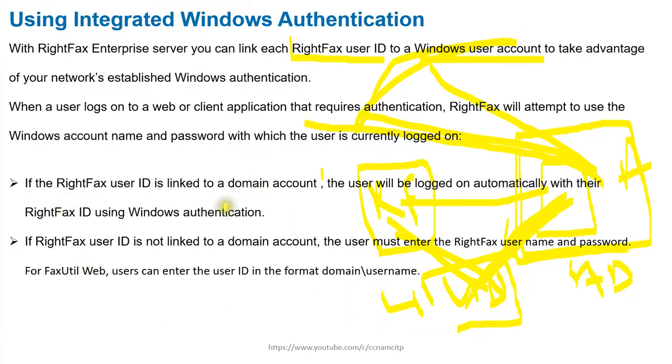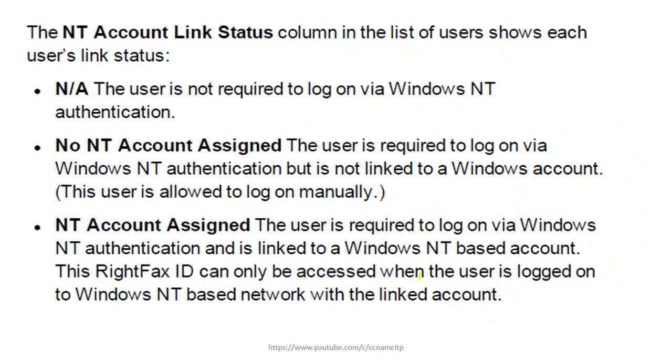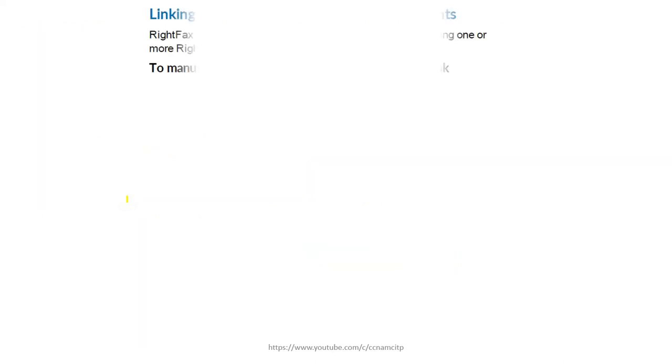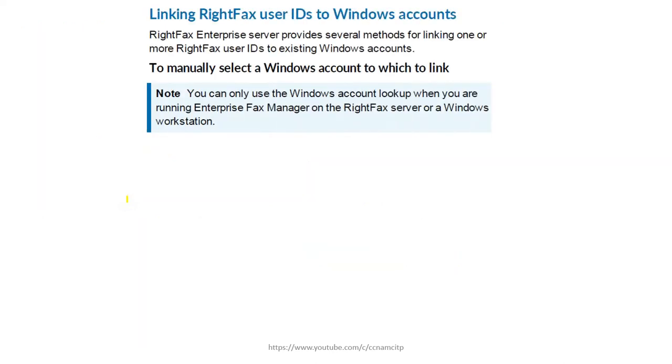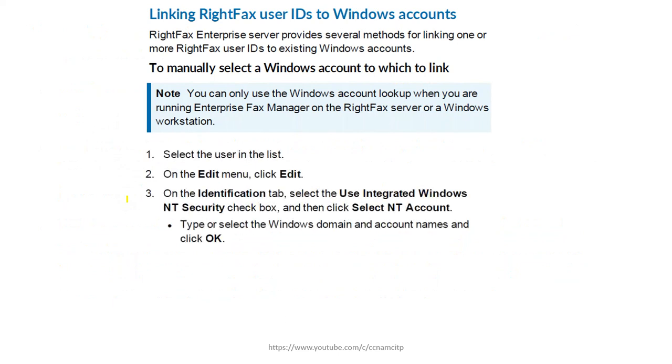Okay, you can see here it will show you the domain name and username. Now the NT account link status column in the list shows linked. Okay, same thing is mentioned here. Now, linking a RightFax user ID to a Windows account is very simple.